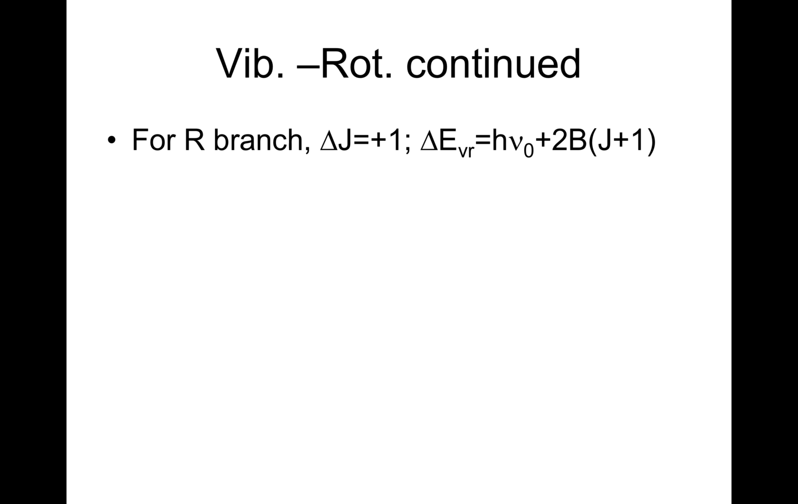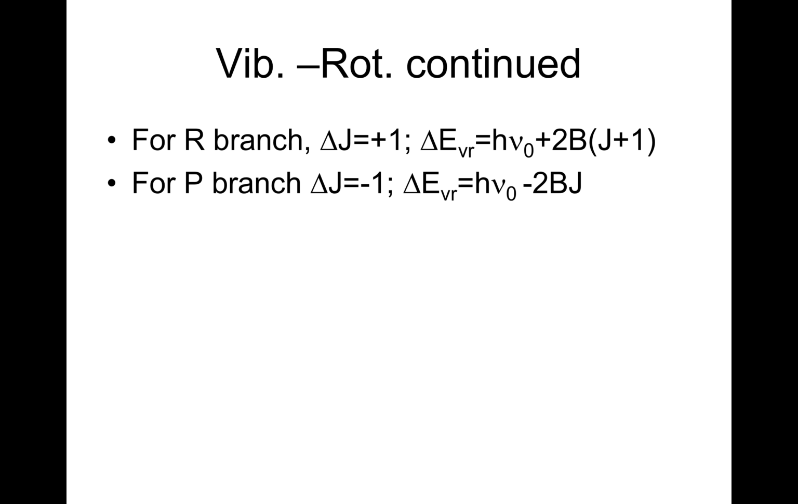For the R branch, delta J is equal to +1. Delta E_VR is equal to h nu naught plus 2B(J plus 1). For the P branch, delta J is equal to -1. Delta E_VR is equal to h nu naught minus 2BJ.